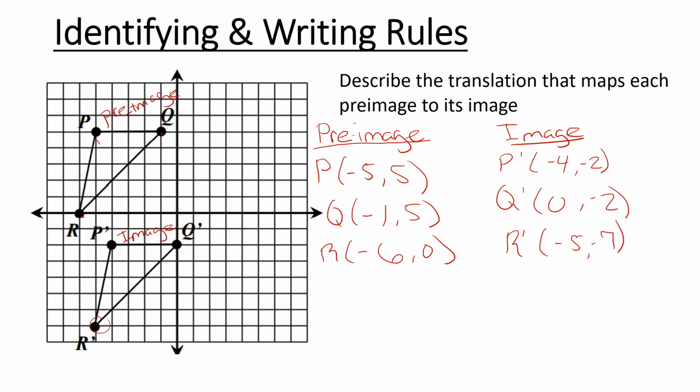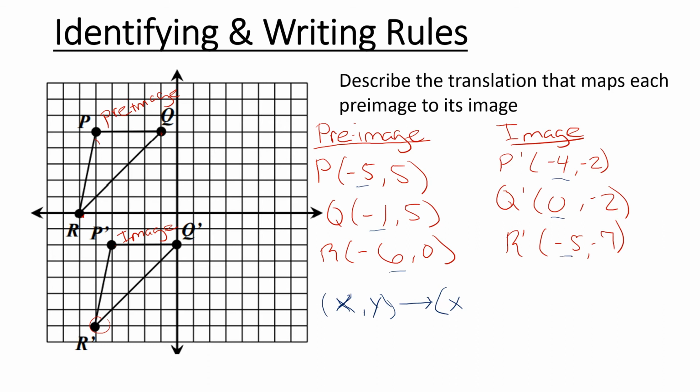Now, I want to actually write a rule here. So I'm going to start out by putting x and y. Each ordered pair translates x, and we're going to see what happens to our x values. If we look at our x values, our pre-image goes from -5 to -4, -1 to 0, -6 to -5. What is the pattern here?